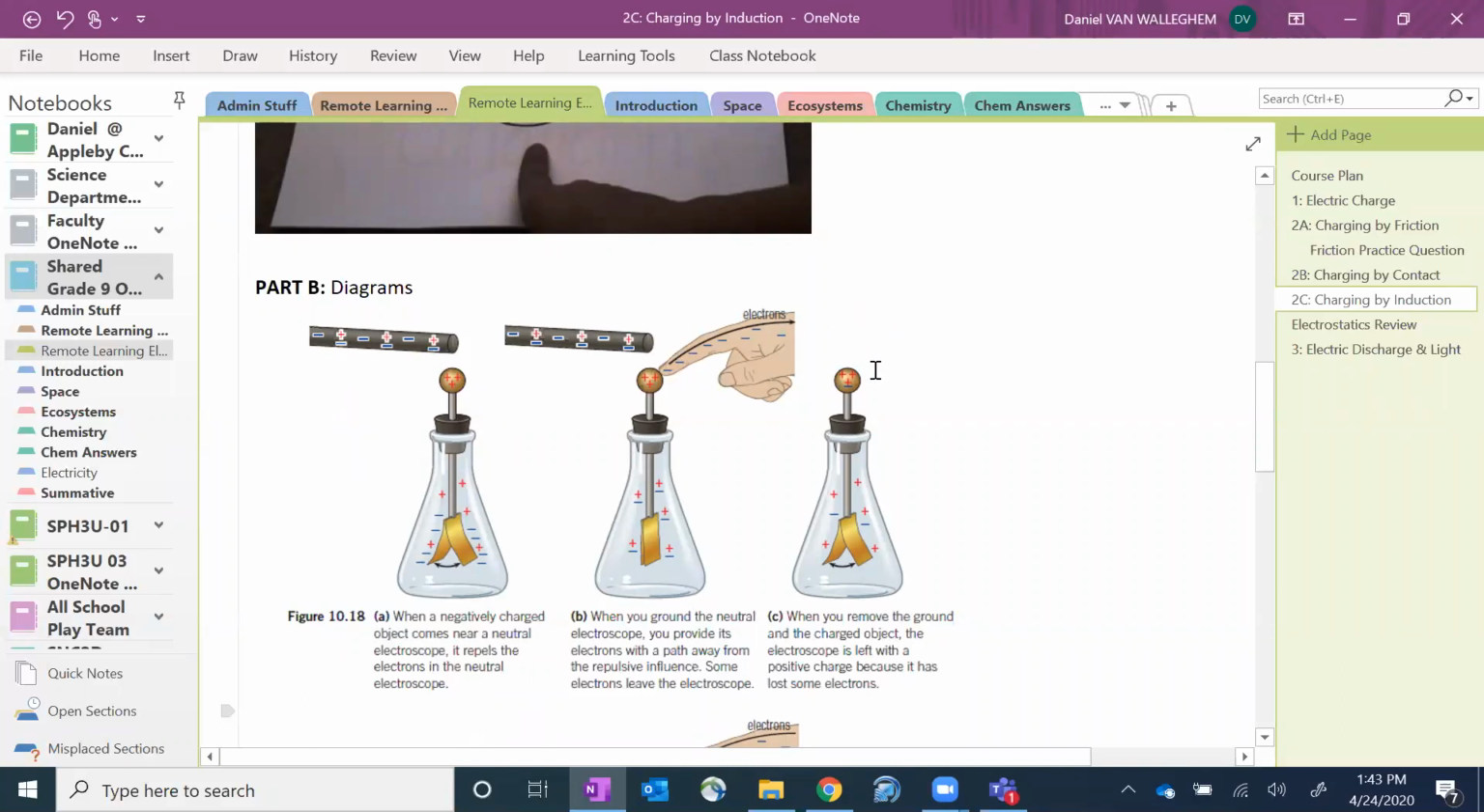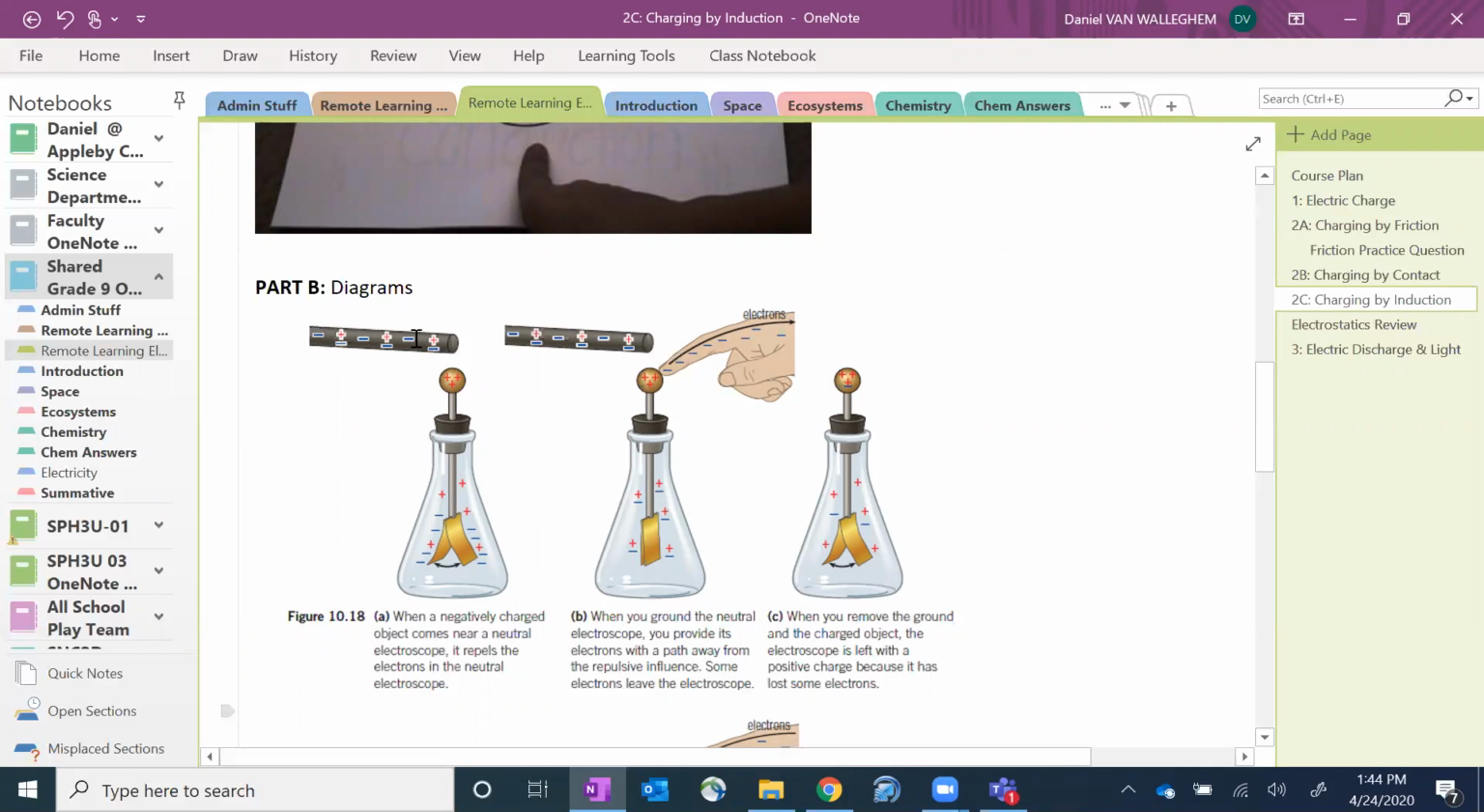So now, when you move your finger and the negative rod away, there's far less electrons in the electroscope now. So it has an overall positive charge. It's now permanently charged. The leaves deflect. So again, notice that intermediary step that makes this a little bit more challenging than friction and contact.